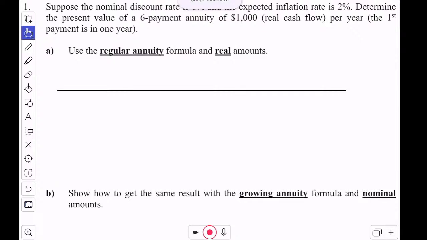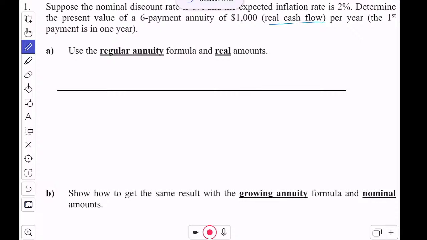Suppose the nominal discount rate is 8% and the expected inflation rate is 2%. So we have a situation where we have a growth rate, 2%. Determine the present value of a 6-payment annuity of $1,000 real cash flows per year. The first payment is in 1 year. Real cash flow. So this is a concept that you need to know if you don't already.